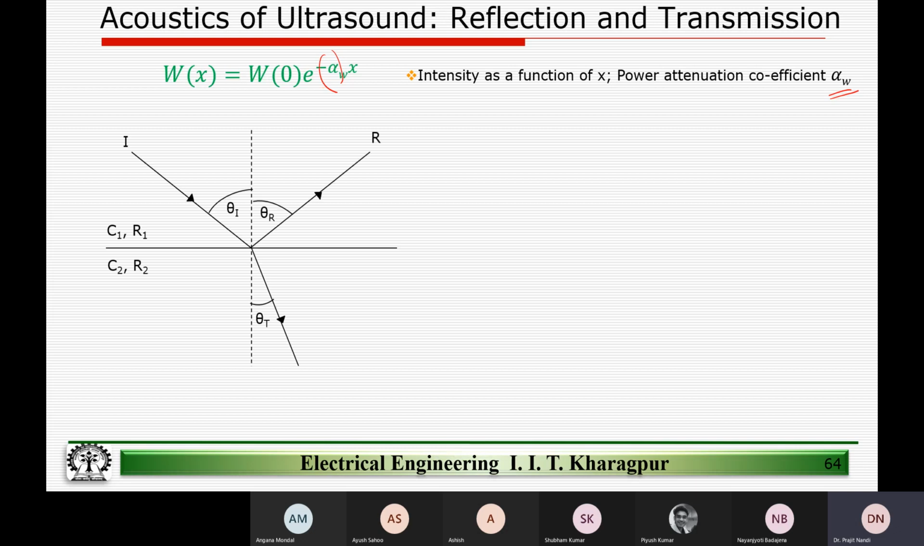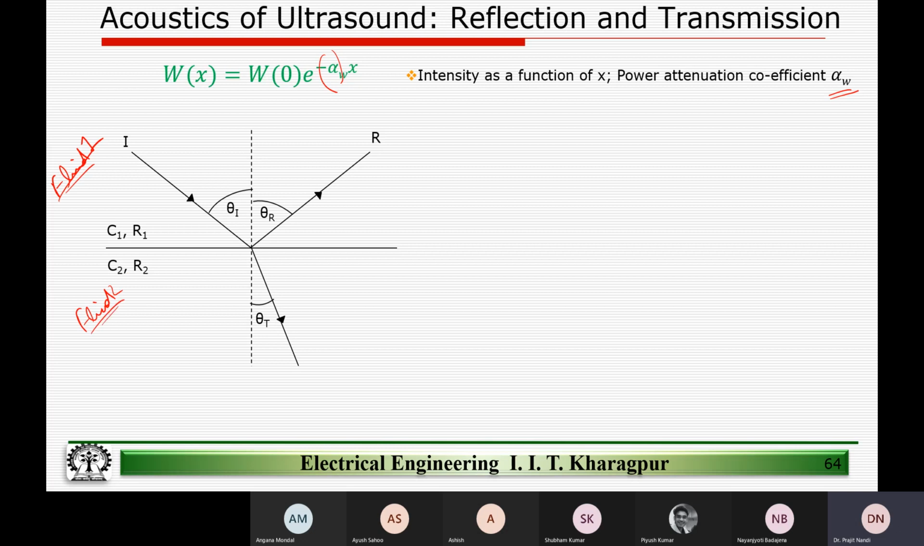So now if we draw what happens when a sound wave is incident on two materials, or two fluids, this is fluid 1 and this is fluid 2. It can be fluid or it can be an object, it can be anything. Fluid 1 can be a liquid, fluid 2 can be a solid also, right?